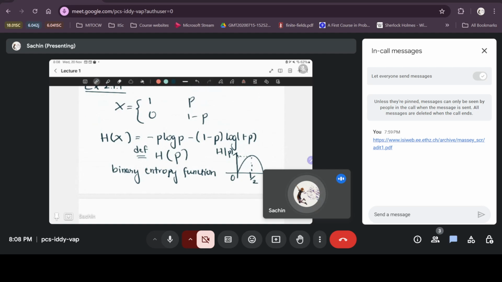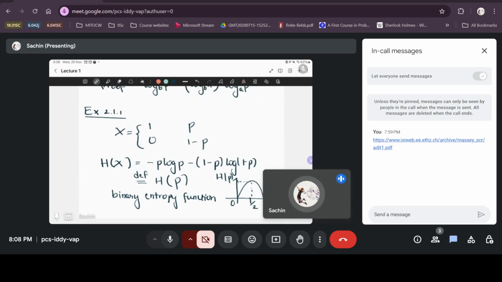So this matches with your intuition, right? The uncertainty of the outcome of a coin toss should be 0 if the probability of heads or tails is 1 all the time. And it should be maximum when they are equiprobable. And this definition of entropy matches with that intuitive notion.